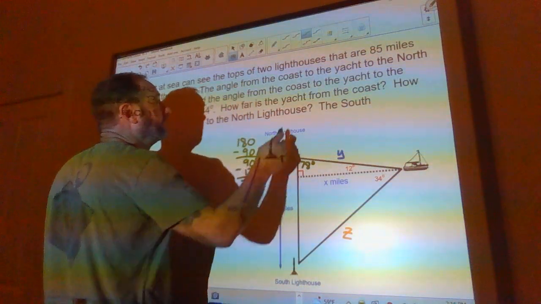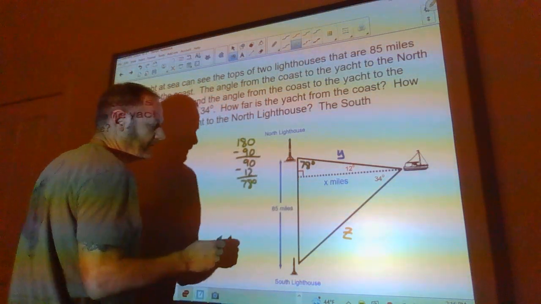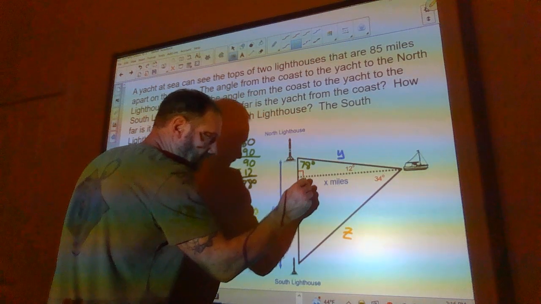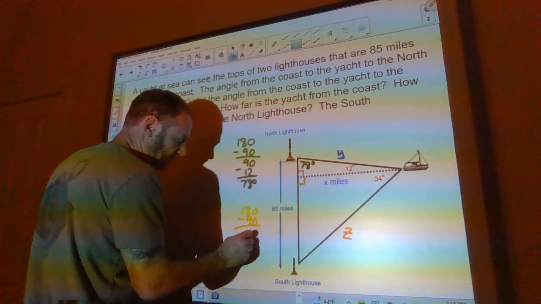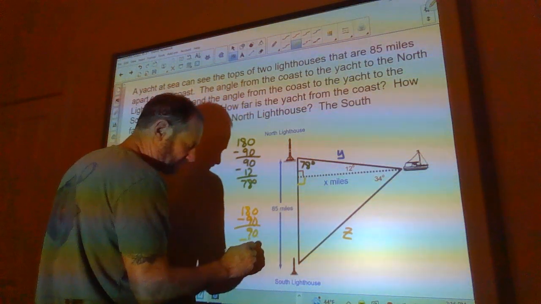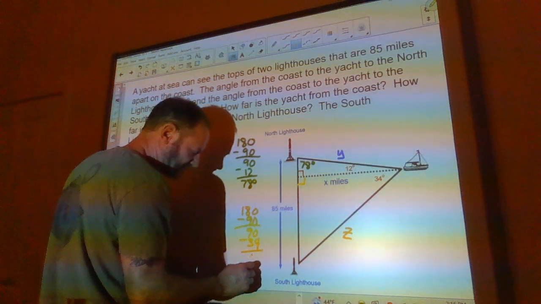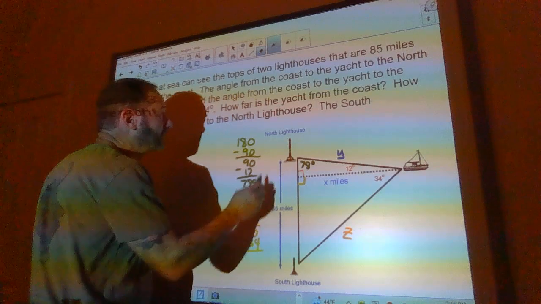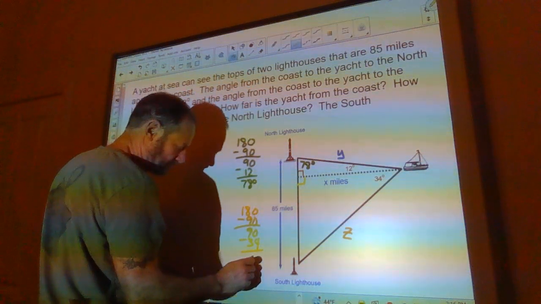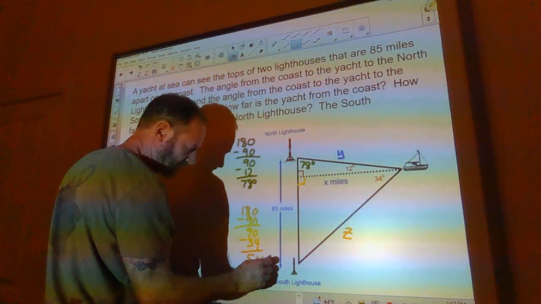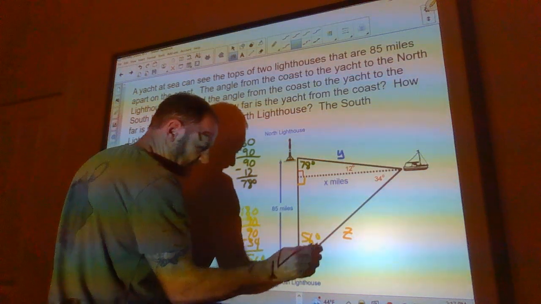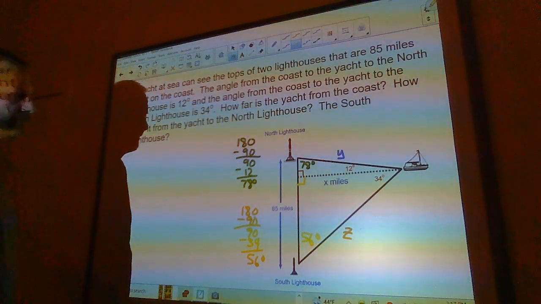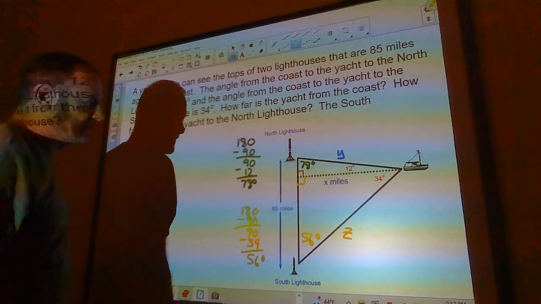This angle down here is going to be 180 minus 90 because of this 90-degree angle. That leaves 90. Minus 34 leaves 56 degrees. That's that angle right there. Okay, now I can find some sides and stuff.